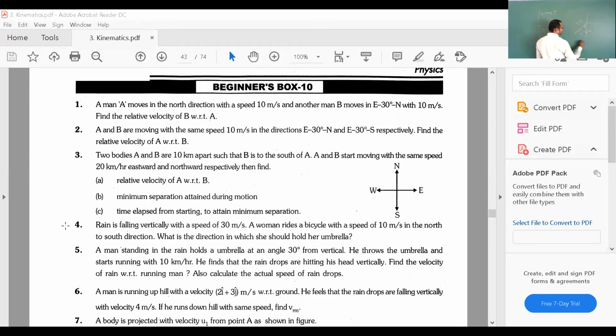Find tan theta. Tan theta is equal to opposite side 10, adjacent side 30. So tan theta is equal to 1 by 3. Then theta is equal to tan inverse of 1 by 3. In this direction, she has to hold her umbrella. Finish. You'll get the answer. If you don't know the value, keep it as it is. Got it, students?